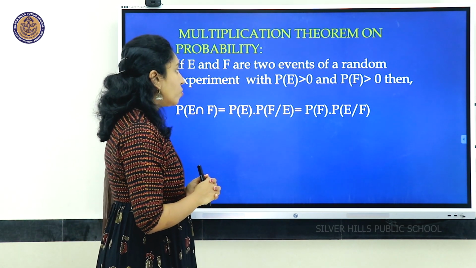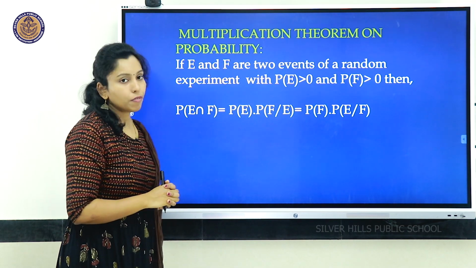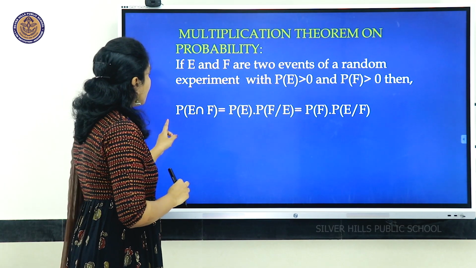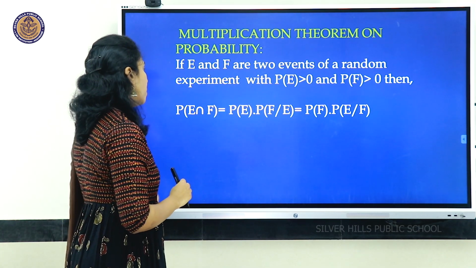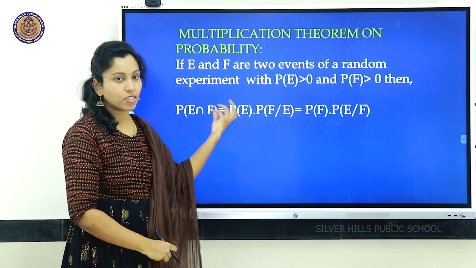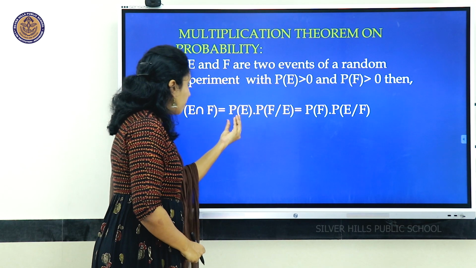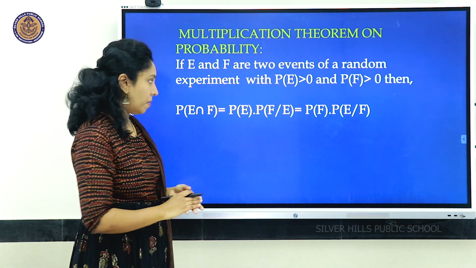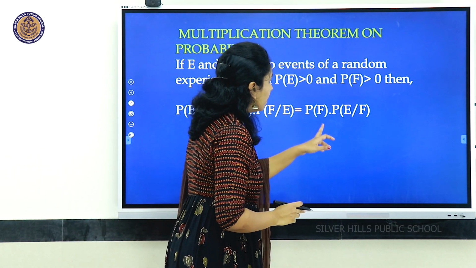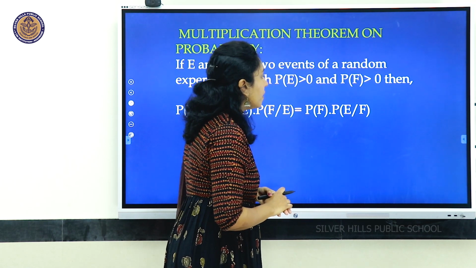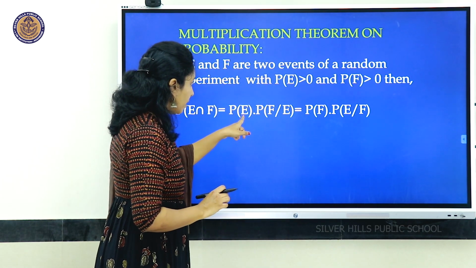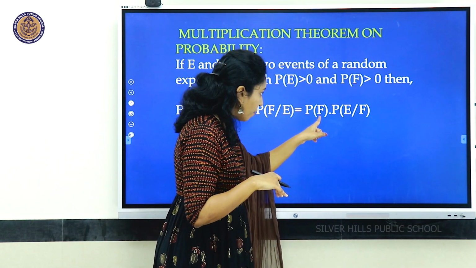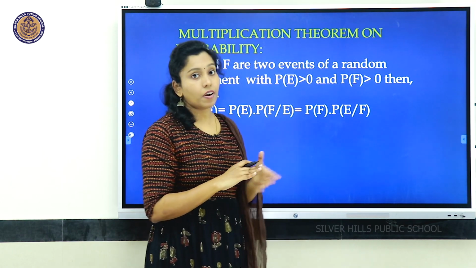If E and F are two events of a random experiment with probability of E greater than 0 and probability of F also greater than 0, then the probability of E intersection F, that is the probability that E and F take place together, is equal to probability of E into probability of F given E has taken place. That is the same as probability of F into probability of E given F. If you take E first, the second one will be F given E has taken place. If you start with F, the second one is E given F has taken place.